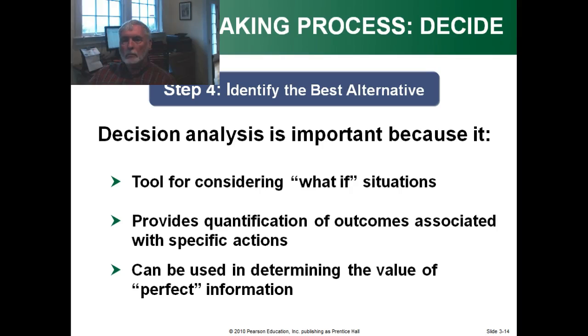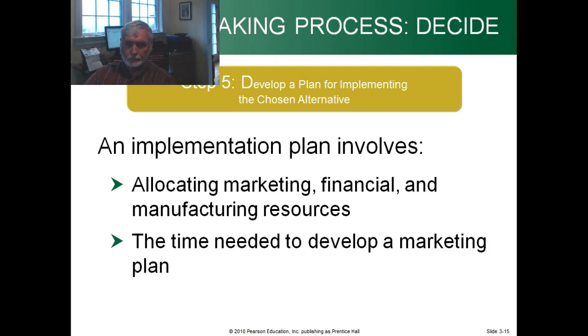Decision analysis is good for asking what if. What if this happens? What happens? It gives you quantification and can help you decide, as this third bullet point says, should I do more research? Do I need better information or not, to help me make my decision? Finally, you have to put together an implementation plan, which means you have to allocate all of your resources and figure out how long it's going to take to develop the marketing plan.